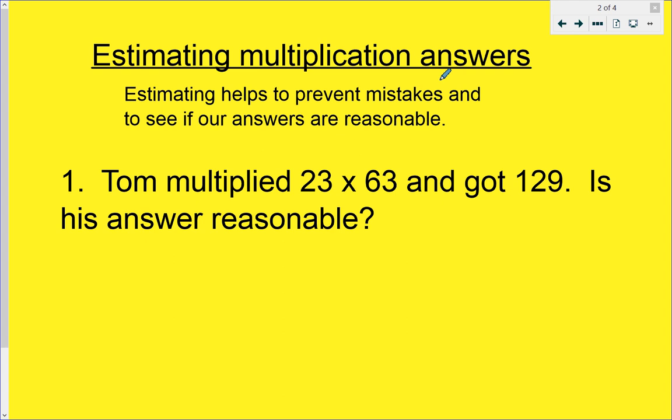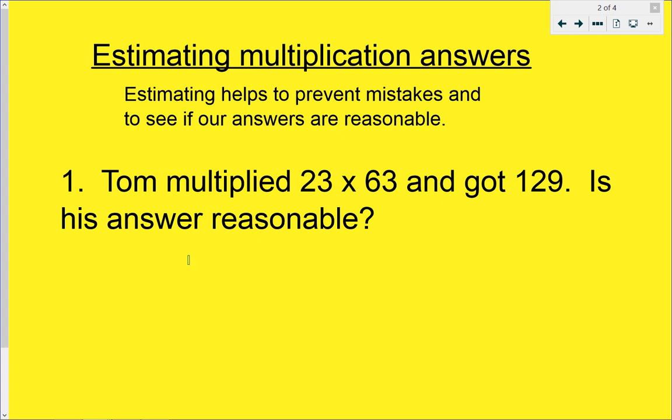Tom multiplied 23 times 63 and got 129. Is his answer reasonable? Now, this is not uncommon to see. I've seen answers like that on some of our math homework. So this idea of what we're looking at is something that actually exists. So let's take a look.